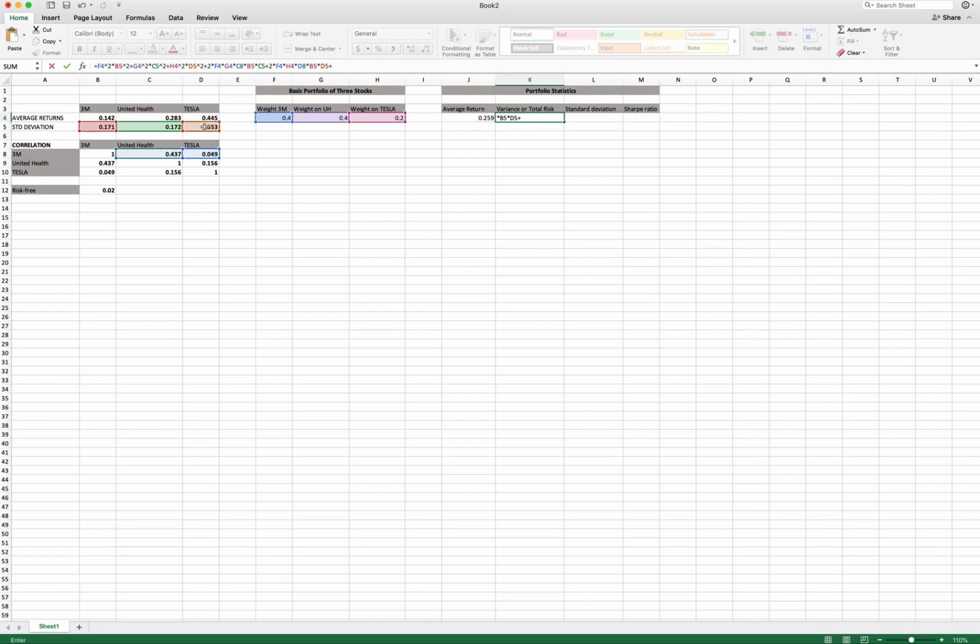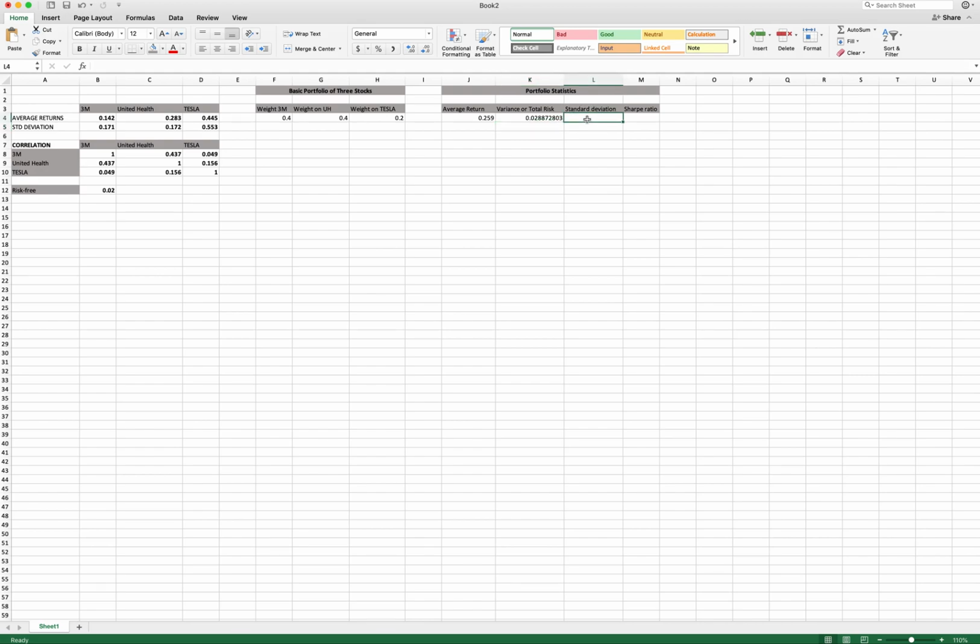Well, we have the co-movement between United Health and Tesla, so that's 2 times the weight on United Health times the weight on Tesla times the correlation between Tesla and United Health times the standard deviation of United Health times the standard deviation of Tesla. And I think that is it for now.